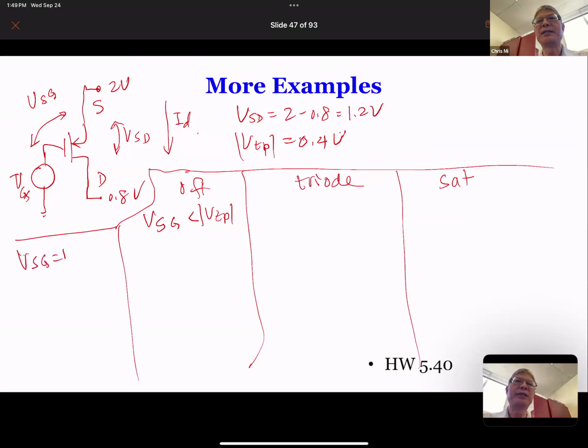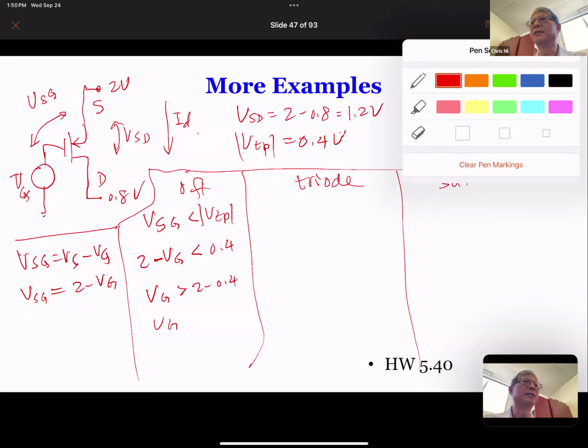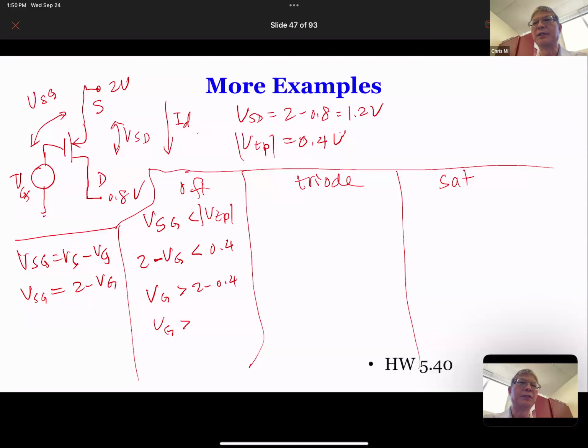VSG can be written as Vs minus Vg. And Vs is 2, so VSG is 2 minus Vg. And VTP is 0.4. Plugging this in, we get 2 minus Vg less than 0.4. Moving Vg to the other side, Vg has to be larger than 2 minus 0.4, which means Vg has to be larger than 1.6 volts in order for this to be in the off condition.